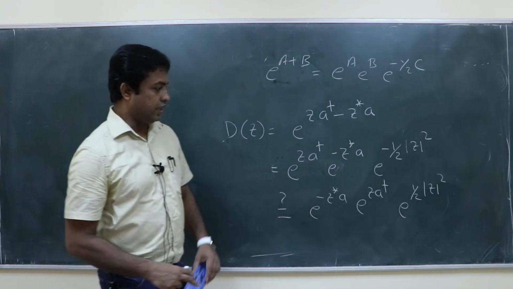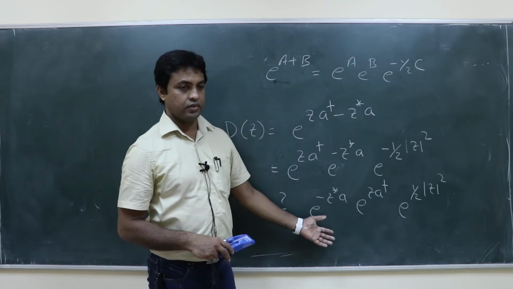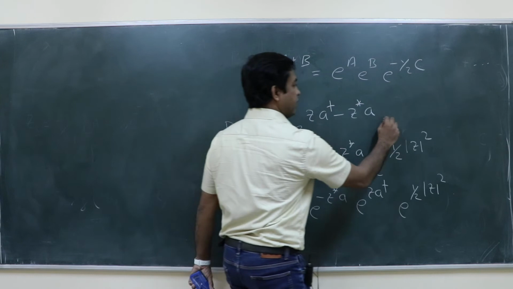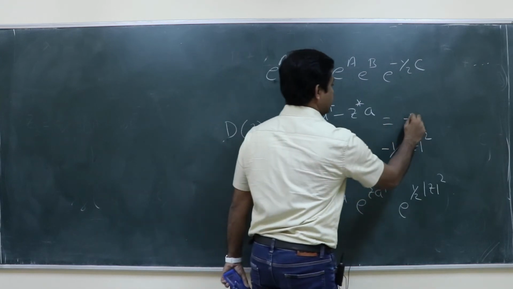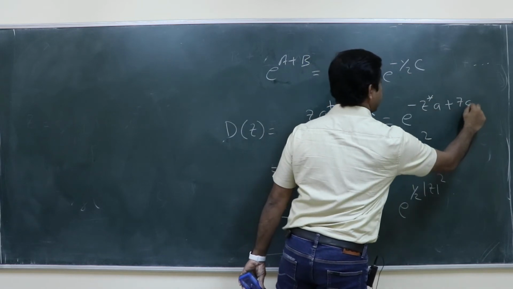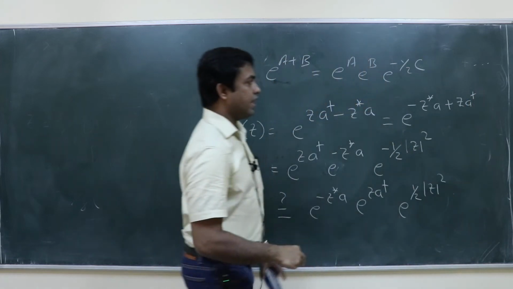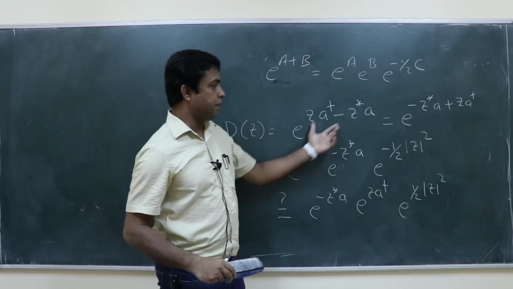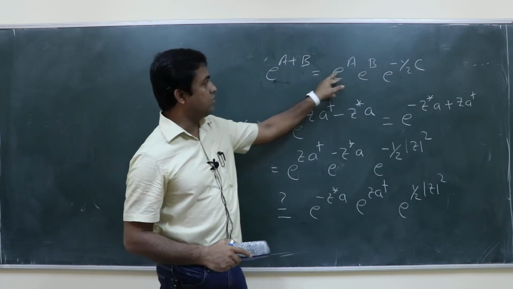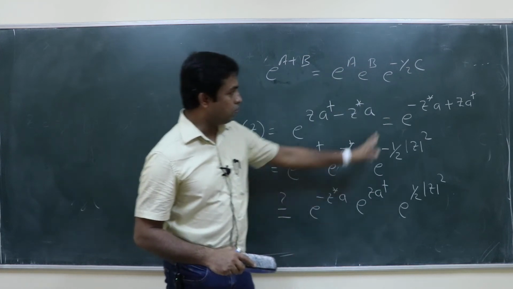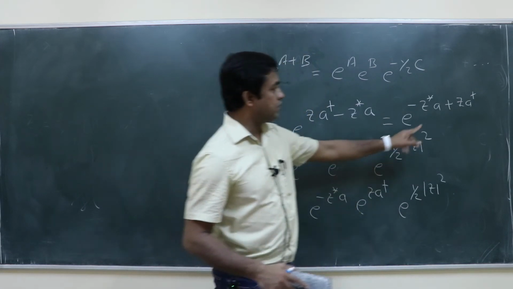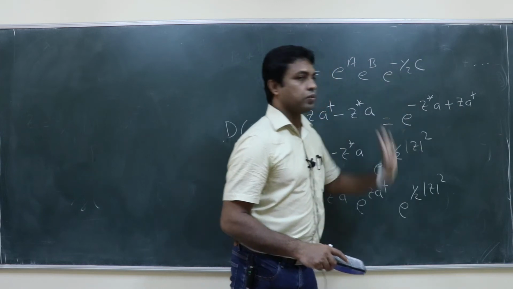Is there any question on this? How are you getting this? Not getting it? This term is the same as e power minus Z star A plus Z A dagger. Can I write like this? Is this equal to this? Yes, sir, A plus B is equal to B plus A. Now your A and B operators are changed. So minus Z star A will come first, Z A dagger will come next, then the commutator of this with this, into minus 1 by 2.